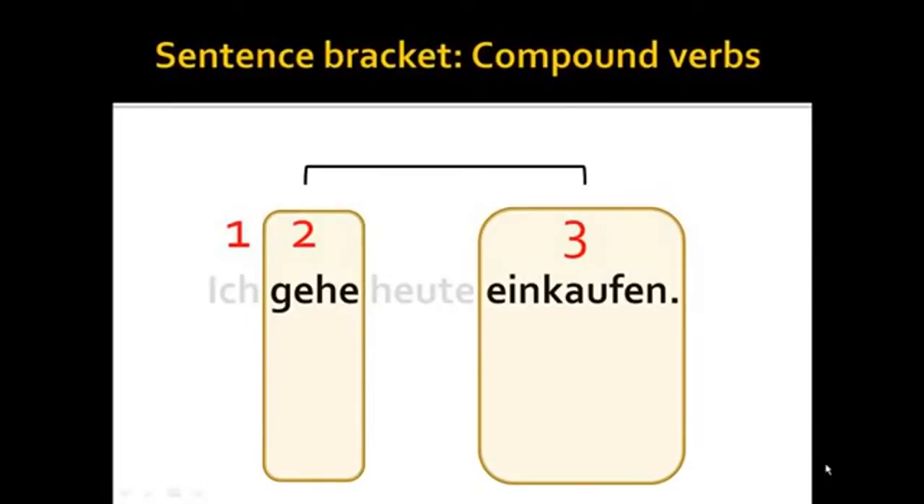However, at the end of the sentence we have the less important part of the compound verb, einkaufen. It answers the question: well, you're going, but what are you going to do when you get there? We're going to go shopping. Therefore, it functions in the way that a separable prefix functions, in that it's separated from the main verb and is put at the end of the sentence, forming a sentence bracket. So, the sentence bracket in German.